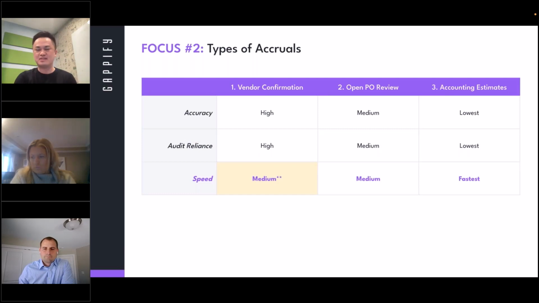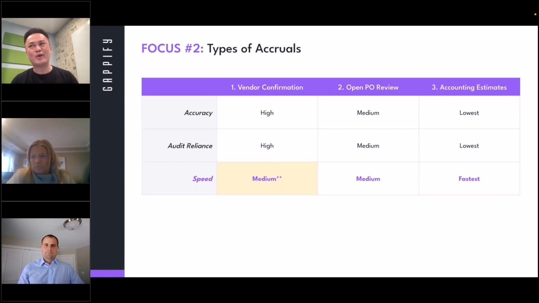Let's talk about speed. So to the question earlier, speed, there's a lot of variables involved. And so I'll talk about them. There's no one size fits all approach. So my approach with this webinar and this slide specifically is just to talk about the different perspectives and the different options out there. Ultimately, speed is dependent on a lot of internal factors. I'm going to start with vendor confirmation. Vendor confirmations can be fast or they can be slow.